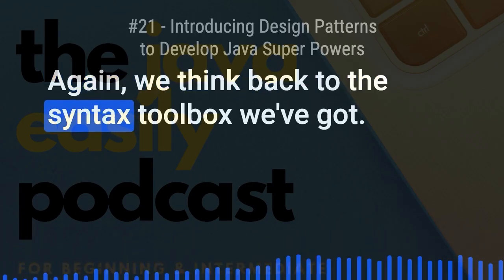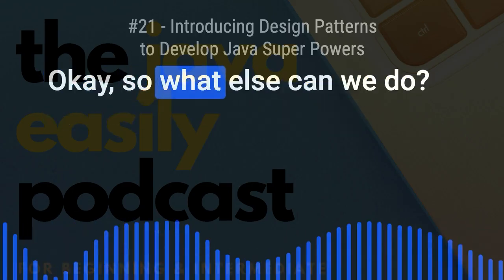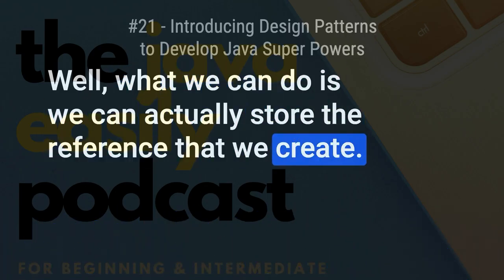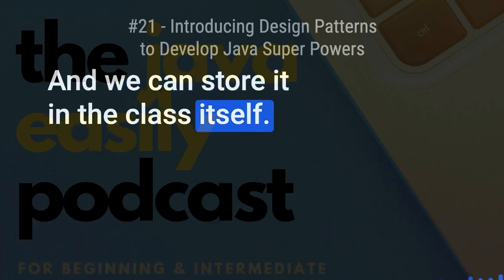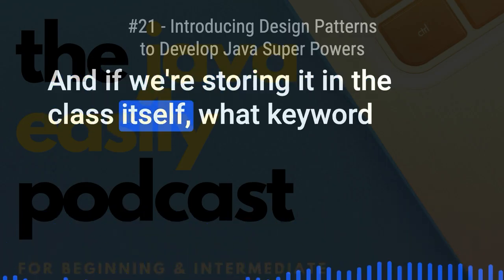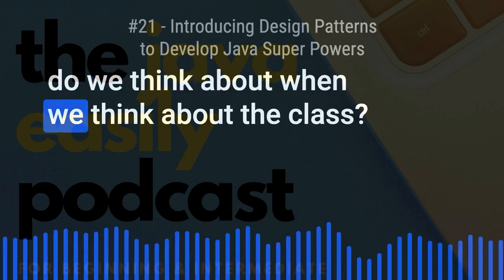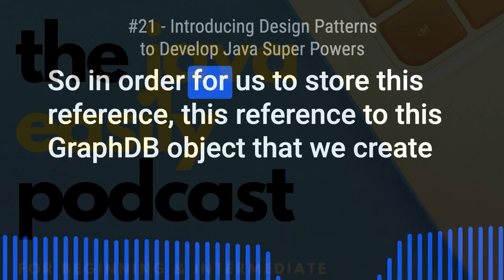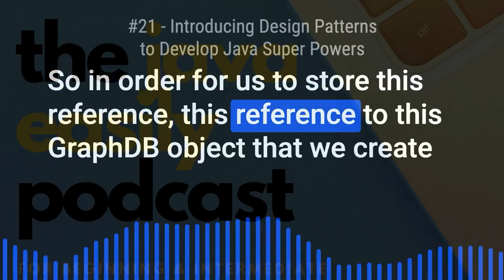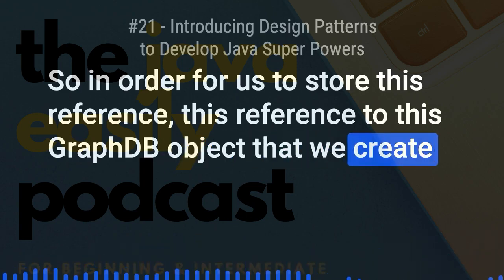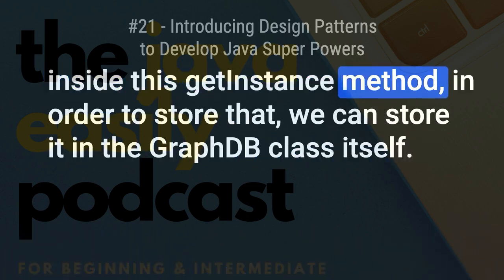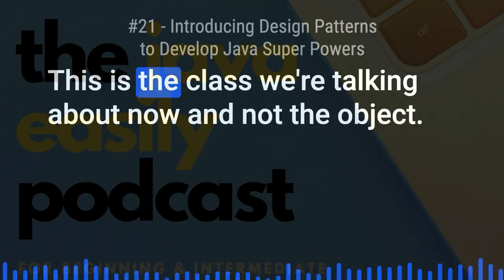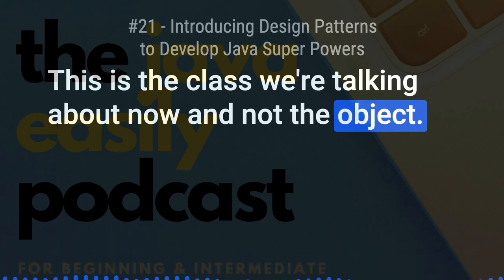Again, we think back to the syntax toolbox we've got. Okay, so what else can we do? Well, what we can do is store the reference that we create in the class itself. And if we're storing it in the class itself, what keyword do we think about when we think about the class? We think about the static keyword. So in order to store this reference to this GraphDB object that we create inside this getInstance method, we can store it in the GraphDB class itself. This is the class we're talking about now and not the object, okay?